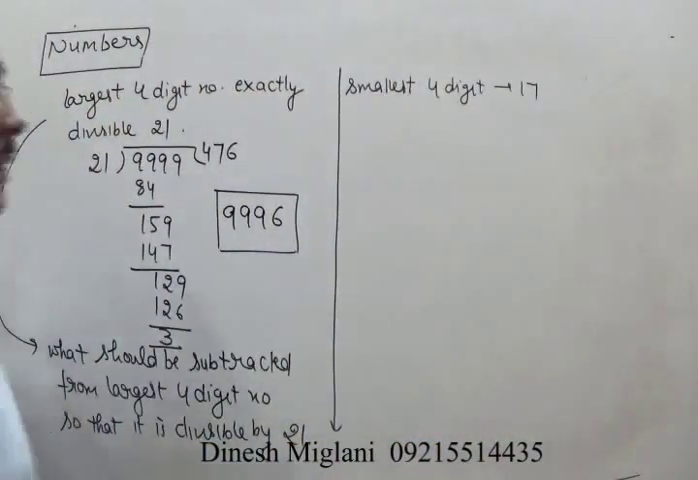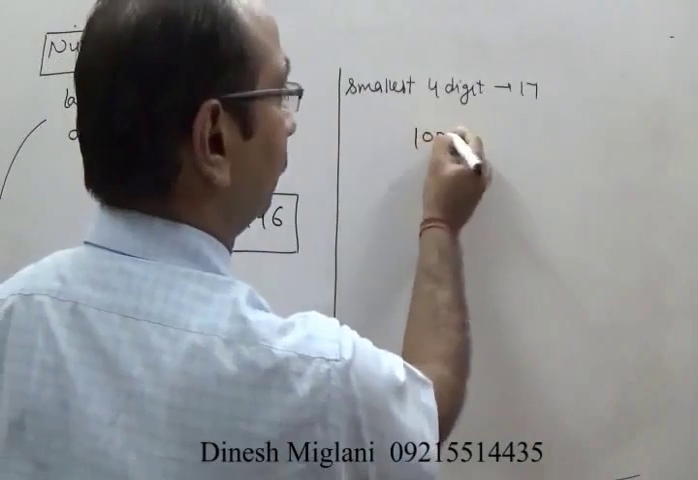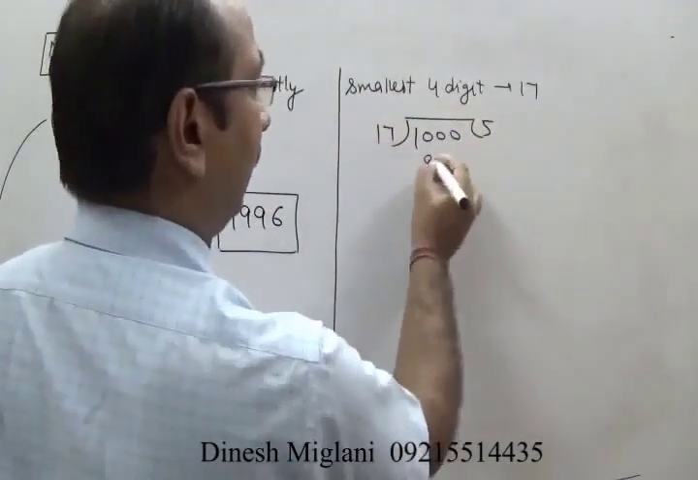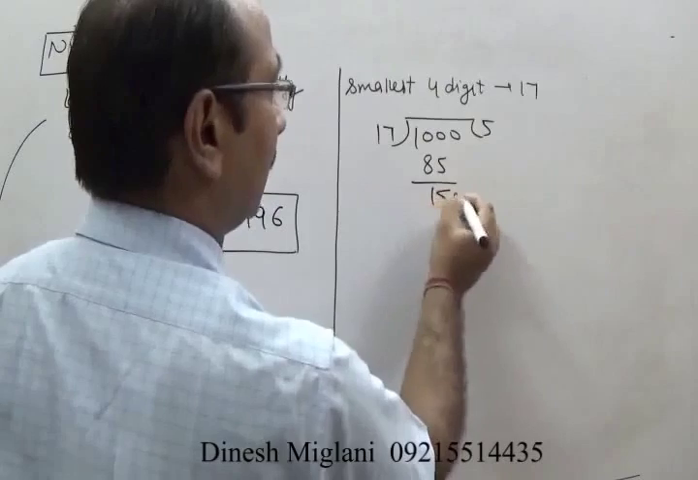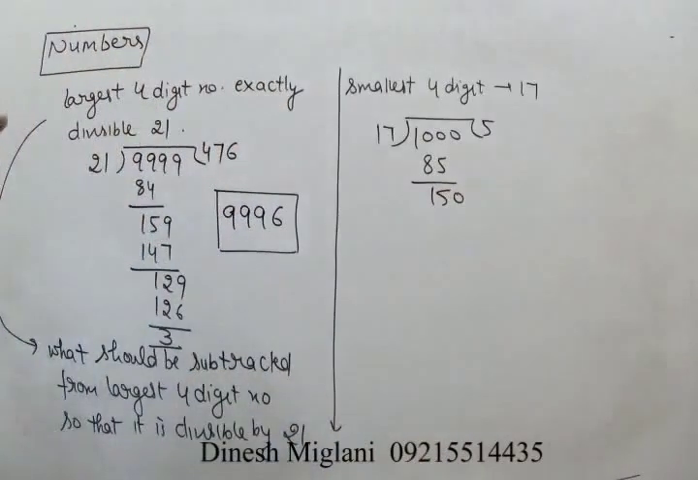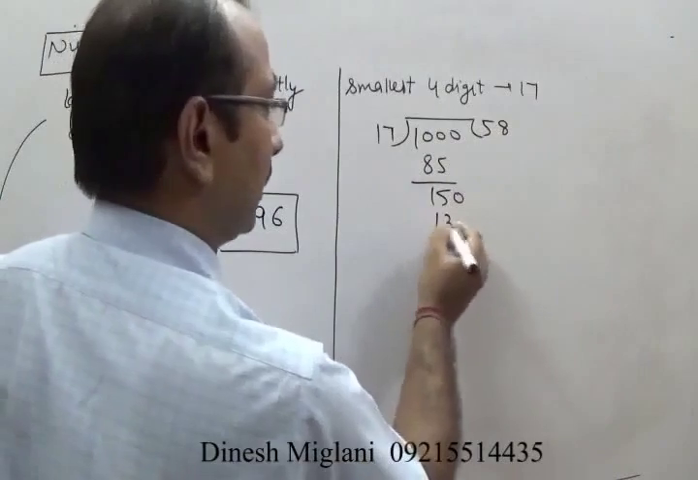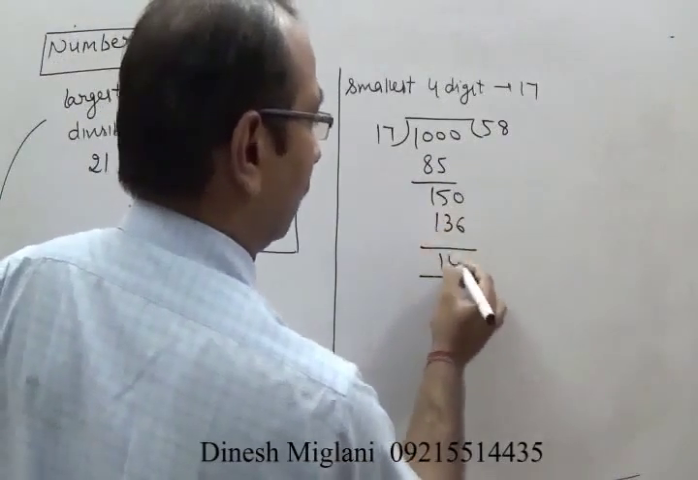Now the second question is, we have to find the smallest 4-digit number. So my smallest 4-digit number is 1000. I will divide this number by 17. 17 goes 5 times, 85. My remainder is 15. Take it as 150. Then 17 will go 8 times, that is 136. Remainder left is 14.